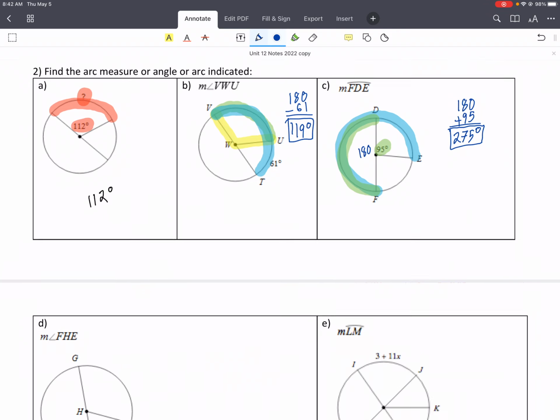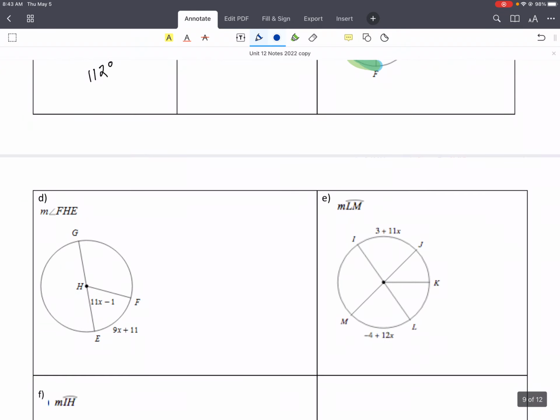So now let's make it a little bit more complicated. Let's put in some variables here.